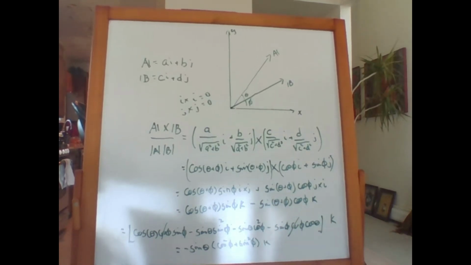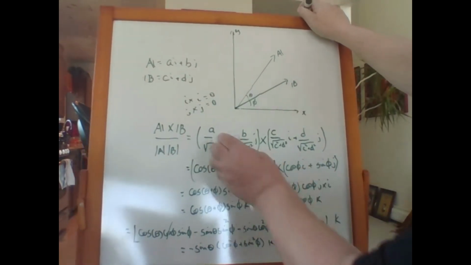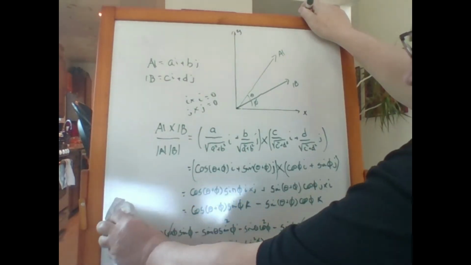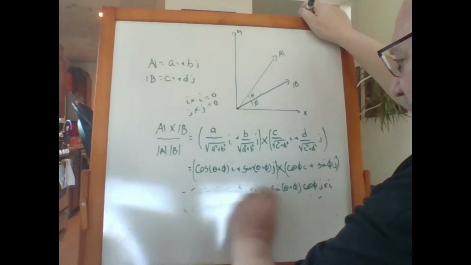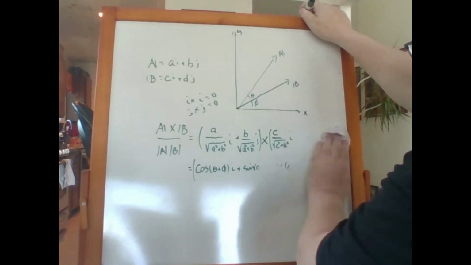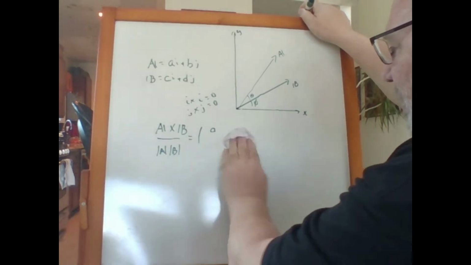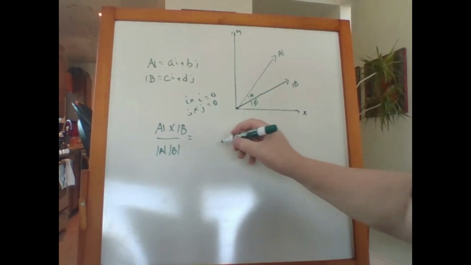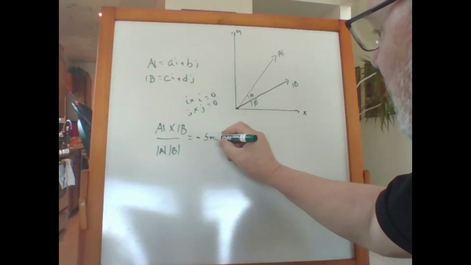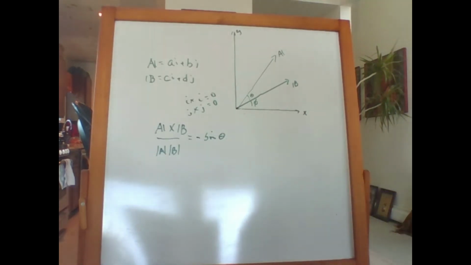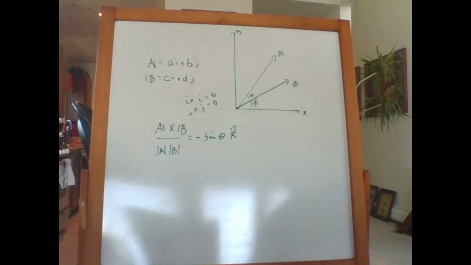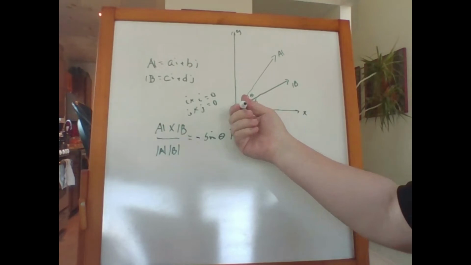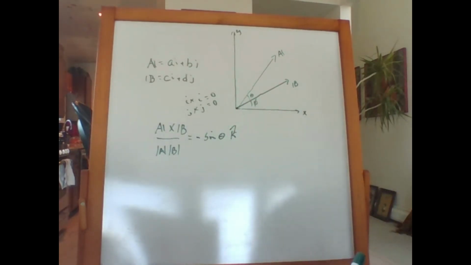So the answer to this, this whole business, is minus sine theta in the k direction. We'll make a k hat so that it looks that way. So we have a vector that's coming out of the board.